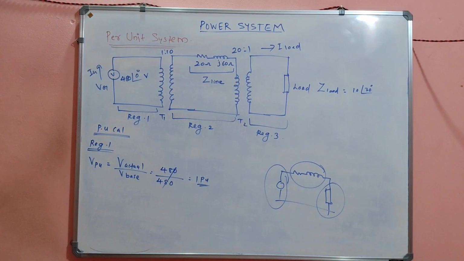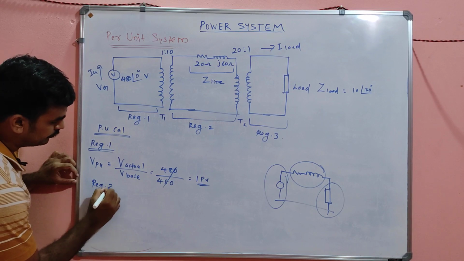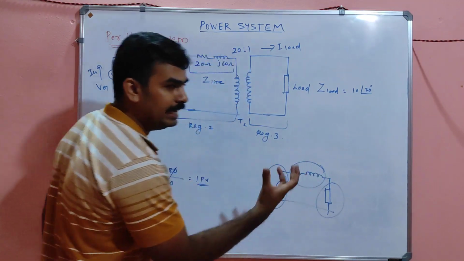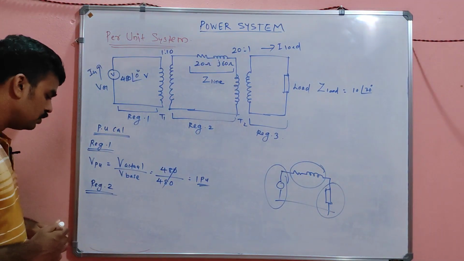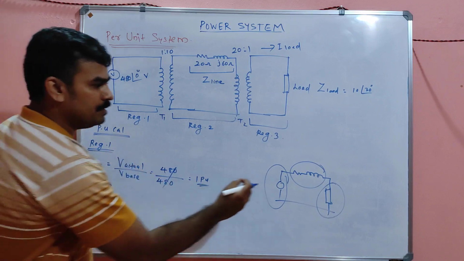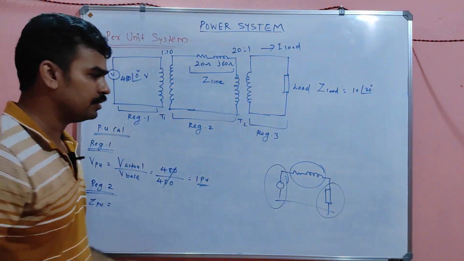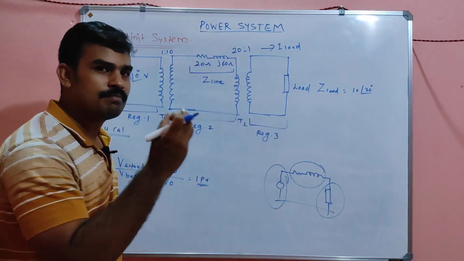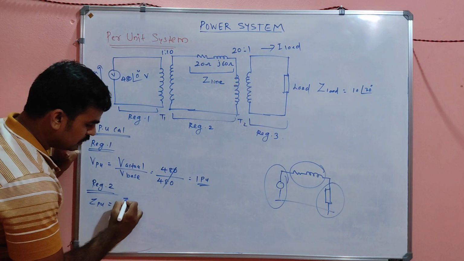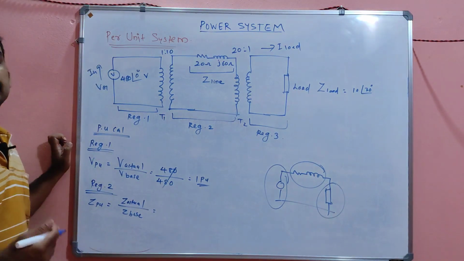Okay, next one, region 2. Region 2 consists of a resistor plus an inductor combination, that Z is there, right? So what will be Z per unit there? In region 2 we require a Z only, right? We don't need a voltage there. Z per unit means Z actual divided by Z base.